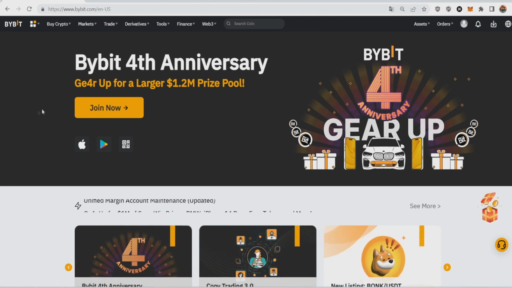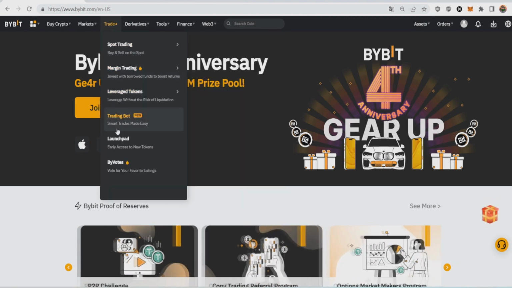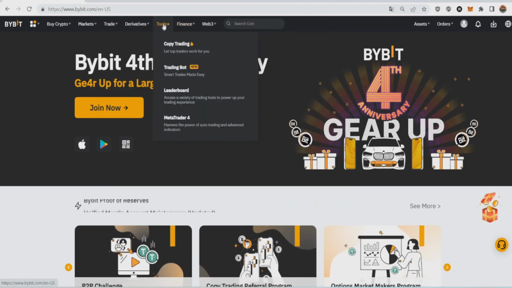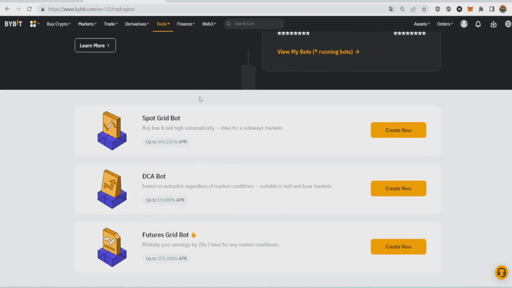So just on the Bybit homepage, go to the top and click on Trade for Trading Bot, or even on Tools for Trading Bot, and just click on it. After you clicked on it, you can see you can enter the Bybit Trading Bot. I'm currently running a bot as well. I will show you my results in a bit, but let's start this off.